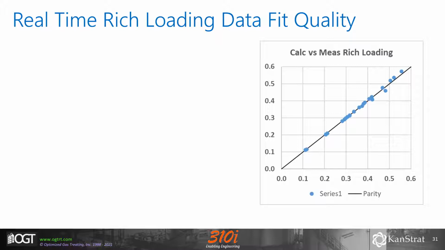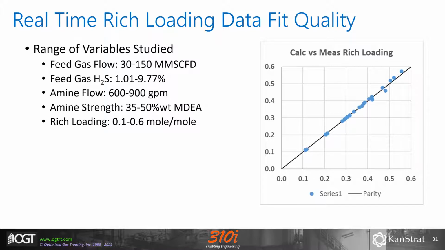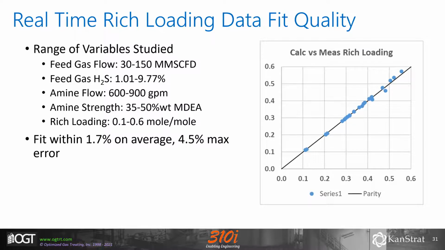We used ProTreat to create a set of case studies to generate data, and these are the ranges of inputs that were used in that case study. We looked at variable feed gas flow rates, feed gas H2S content, amine flow rate, amine strength, and we wanted to target a range of rich loadings from 0.1 to 0.6 moles per mole. We were able to validate the findings that were found in the paper by Dow and LyondellBasell with an average error of plus or minus 1.7% with a maximum error of 0.45%. So the equation works.